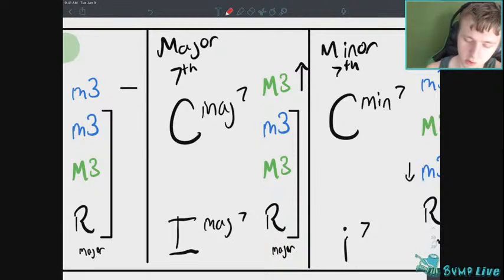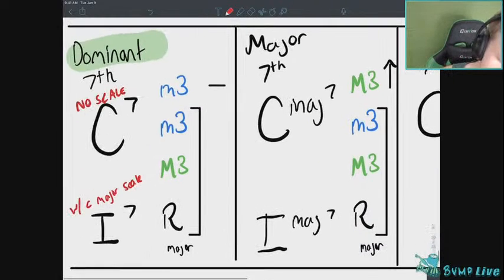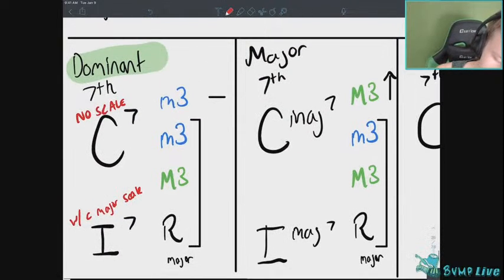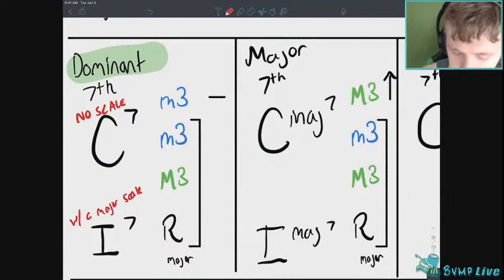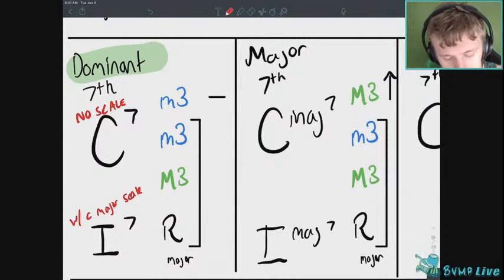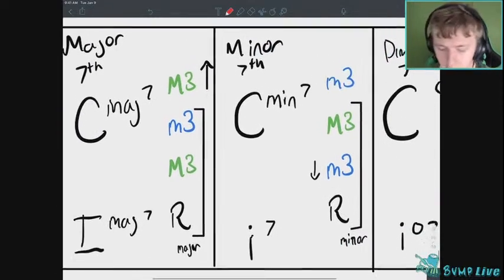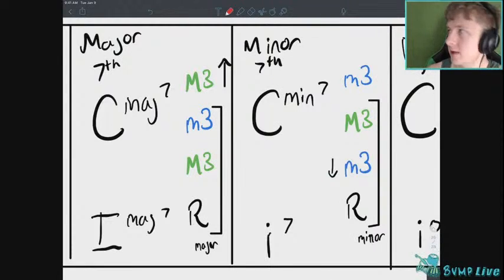So major chord on the bottom, root, major 3rd, minor 3rd, and then a major 3rd on top. You would write it like this. You would write the C and then a major next to that 7. Here, you would write just the 7. And the bottom chord is going to be major for dominant. Moving on, the minor 7th. So we have the major 7th, we have the minor 7th.